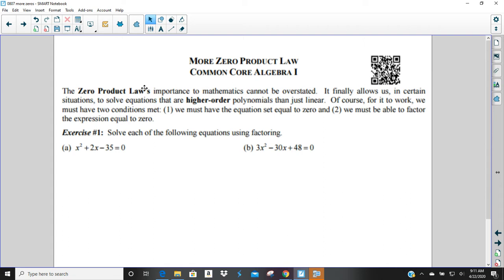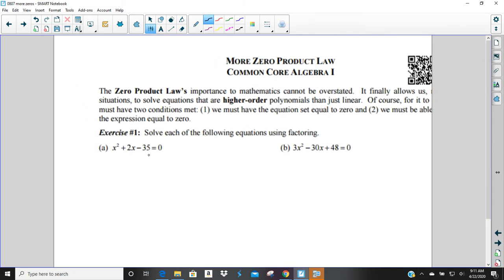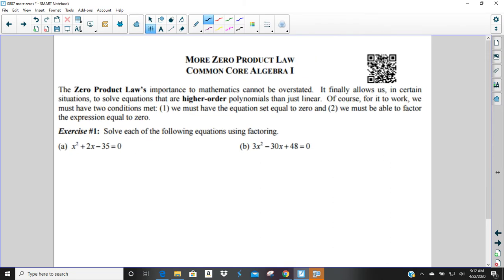Since the lead coefficient is 1, I'm going to do traditional factoring. I'm looking for the factors of negative 35 that when added together give me 2. So the only one that comes to mind is 7 and 5. So one has to be negative, one has to be positive. So I'm going to do negative 7 times 5 and 7 times negative 5.